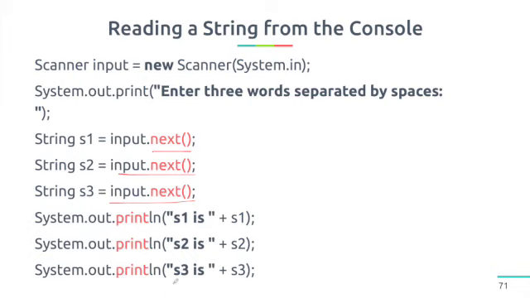And then to print those values, we'll use System.out.println. "s1 is" will print the value of s1. "s2 is" will print the value that was read from the user in s2. And we print s3 as "s3 is" and the value that was read from the user.